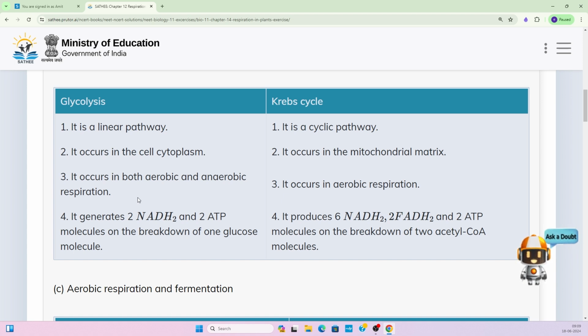Now here you can see the difference. 6 NADH2, 2 FADH2 and 2 ATP molecules on the breakdown of 2 acetyl coenzyme A molecules. So the pyruvic acid is converted to the 2 acetyl coenzyme A, right? And it produces overall the 6 NADH2, 2 FADH2 and 2 ATP molecules. So this is the difference between glycolysis and the Krebs cycle.